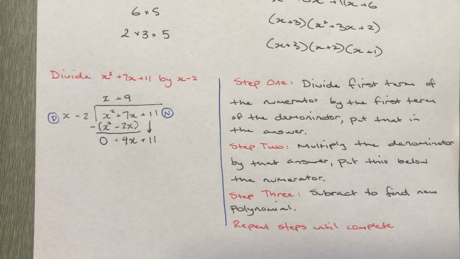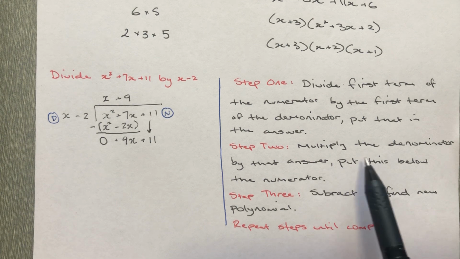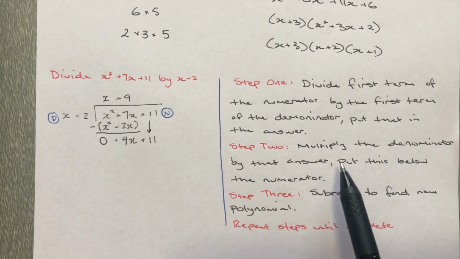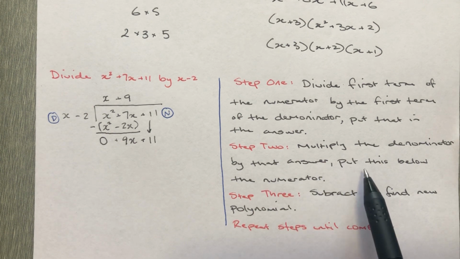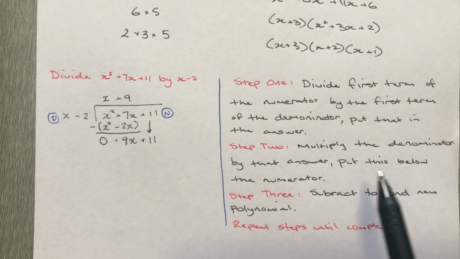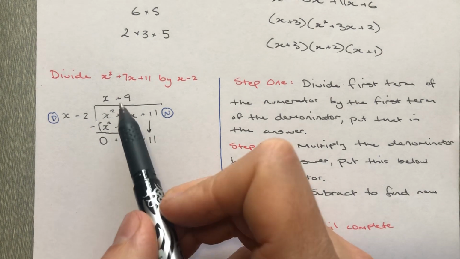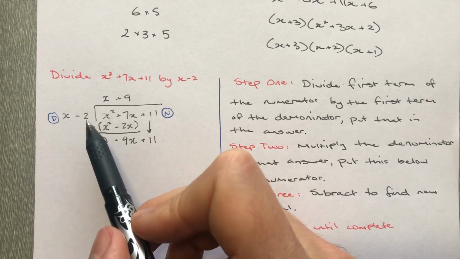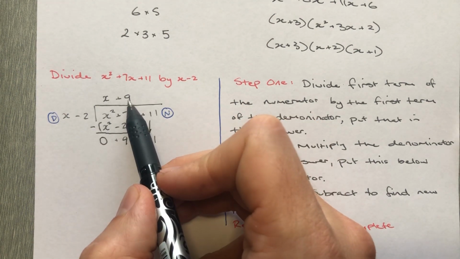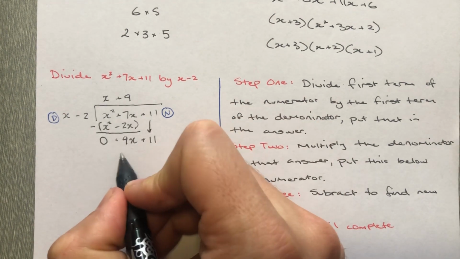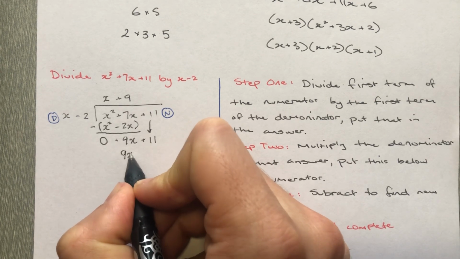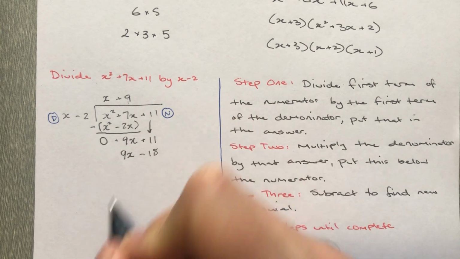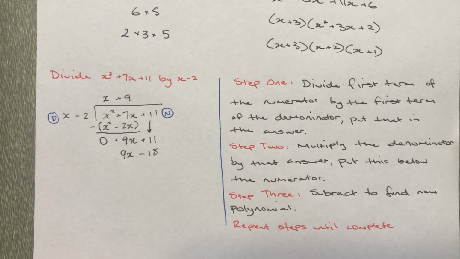So we've done step 1 again. We're up to step 2. Multiply the denominator, which is this here, by that answer. Put this below the numerator. Okay, so we're going to take this 9 and times it by both of these. So 9 times x is 9x. 9 times minus 2 is negative 18. Cool. We've done step 2.